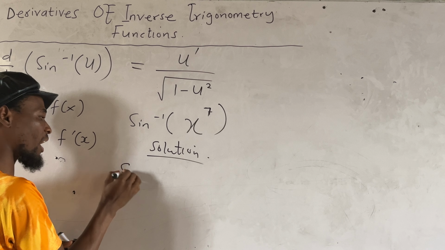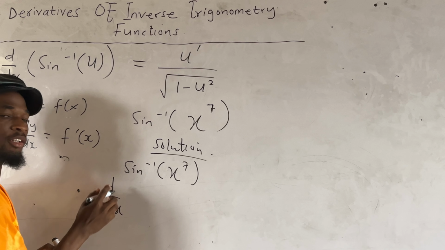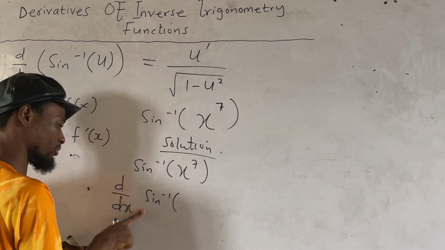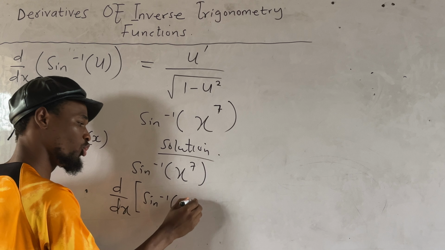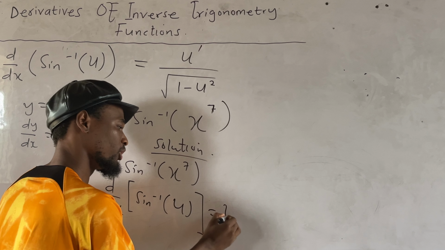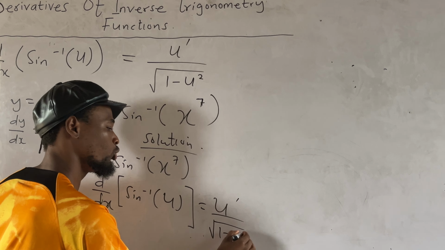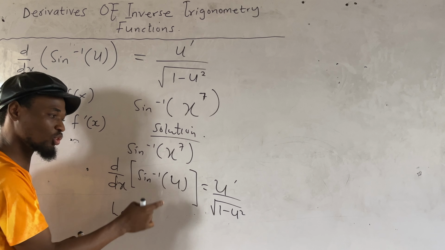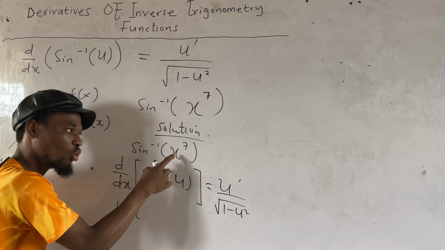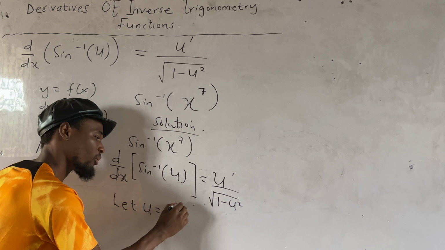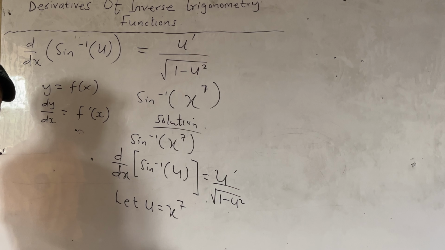But we know that the derivative of sine inverse of u is equal to u prime over the square root of 1 minus u squared. So you will say, look, this is u and this is x to the power 7. You can therefore say let u be equal to x to the power 7, as simple as that.